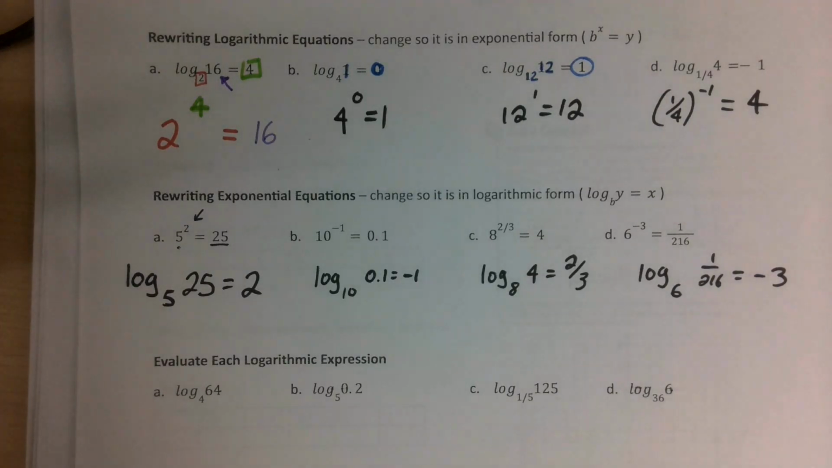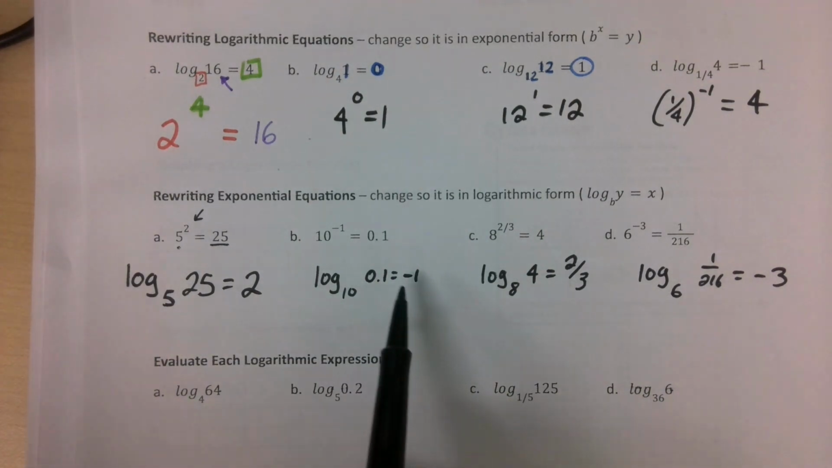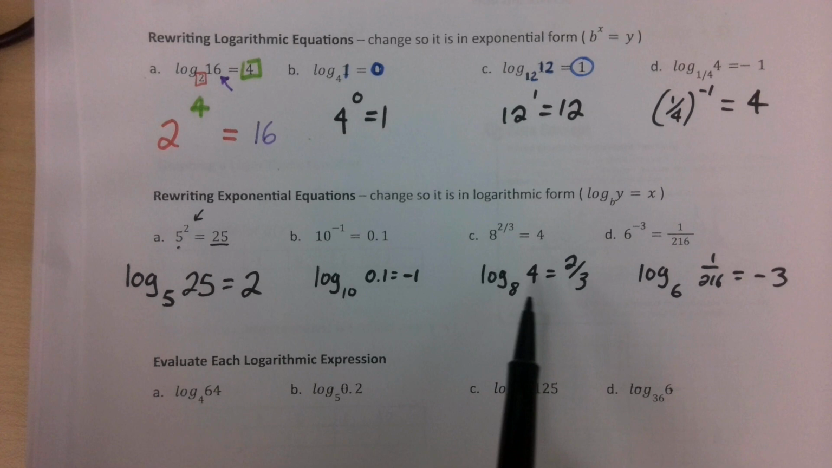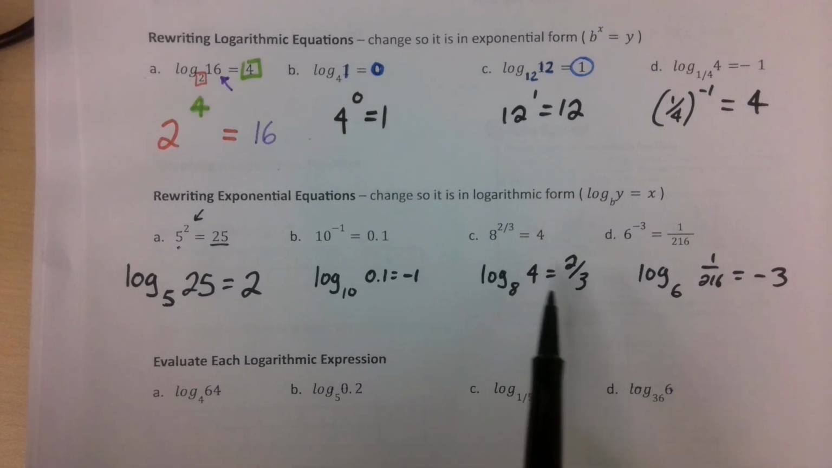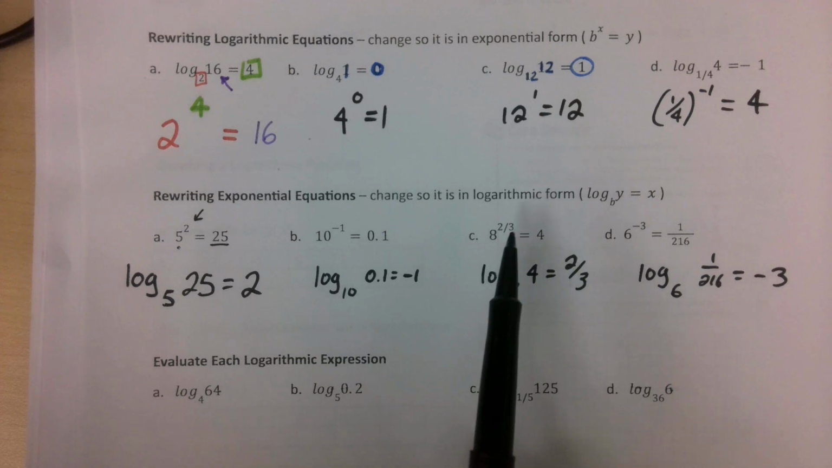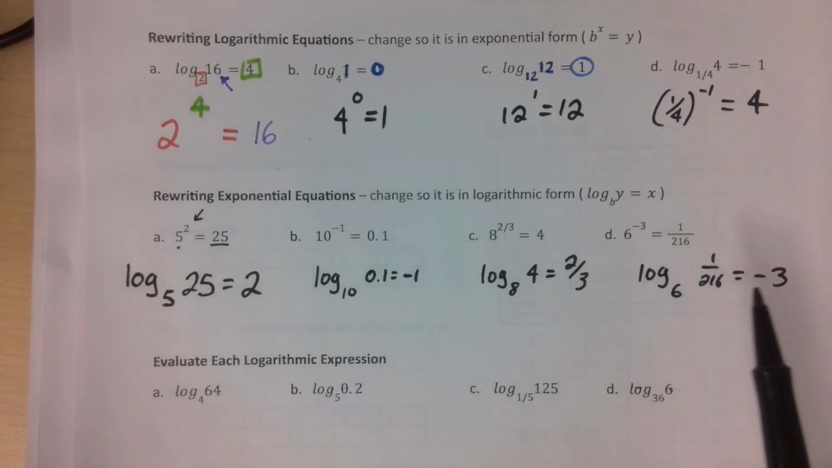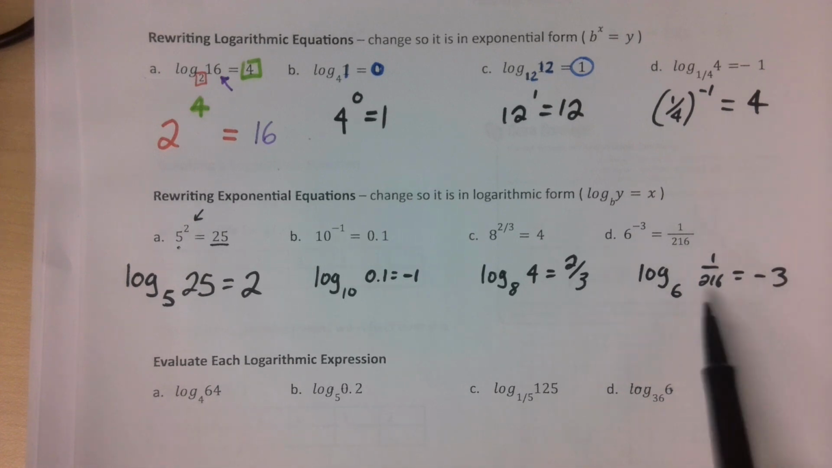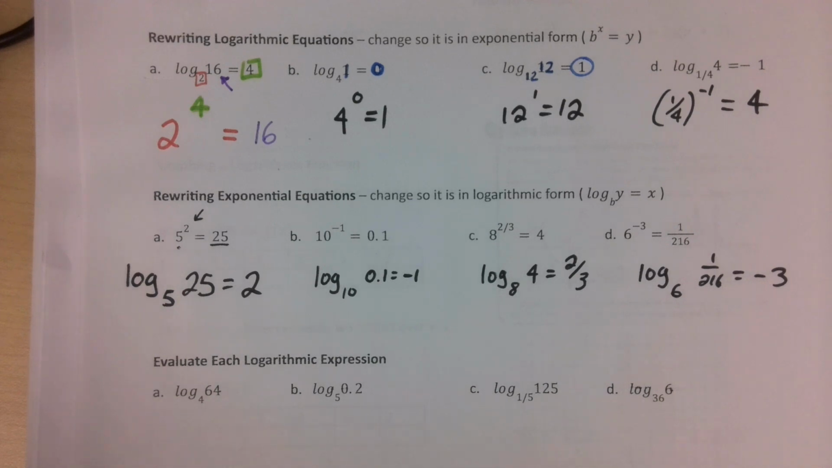How'd you do? For b, we have log base 10 of 0.1 is negative 1. For c, this one is showing sort of like a complex, rational exponent. Here we have log base 8 of 4 equals 2/3, because 8 to the 2/3 power equals 4. Finally, we have log base 6 of 1 over 216. That equals negative 3, because 6 to the negative 3rd power is 1 over 216. Very, very good.